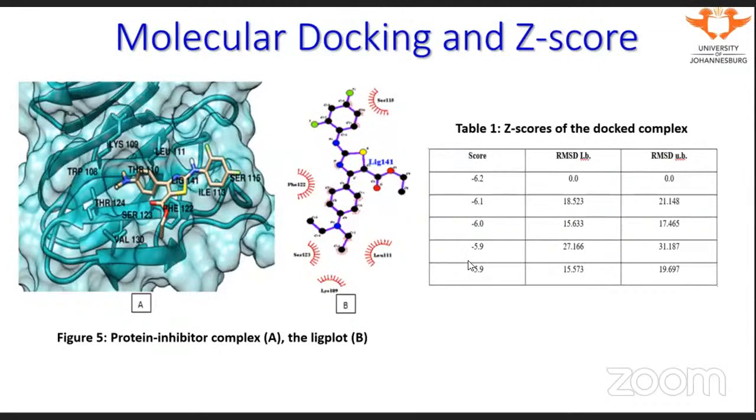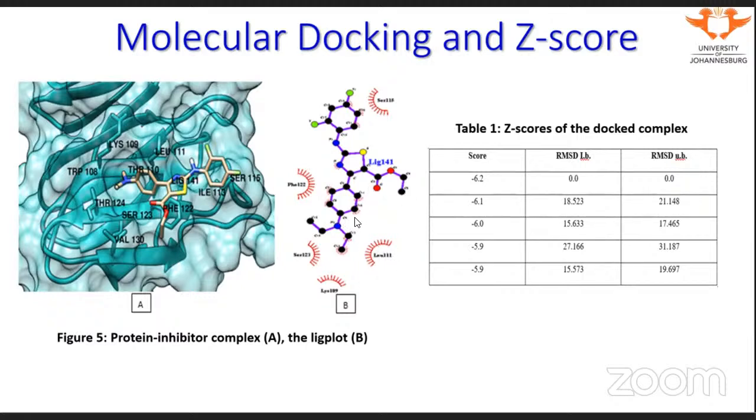Following this, the binding affinity between the inhibitor and protein was assessed, where figure 5 indicates the residues the inhibitor might interact with upon binding to the active site of the protein. Now, 2 of these interactions are with hydrophobic phenylalanine 122 and leucine 111.